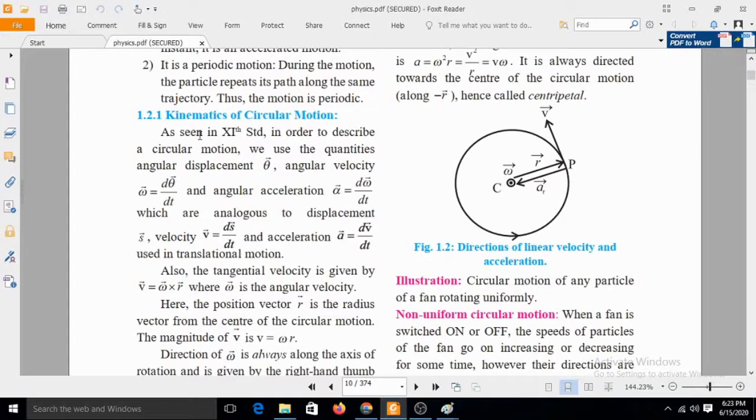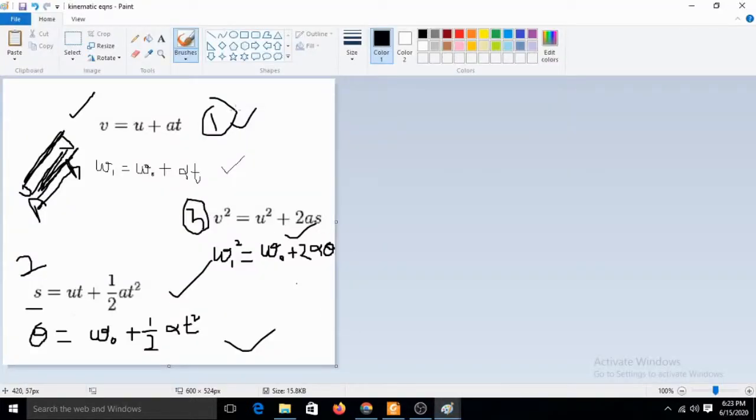Kinematics of circular motion, as we have seen or studied in 11th standard: to describe a circular motion we use the quantities theta, omega and so on. I have jotted down all the formulas for the kinematics of motion, and I have explained this also.